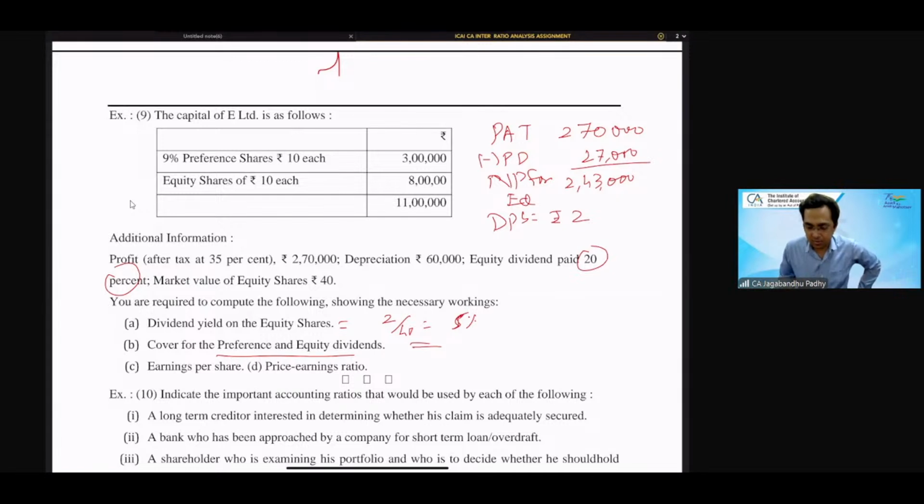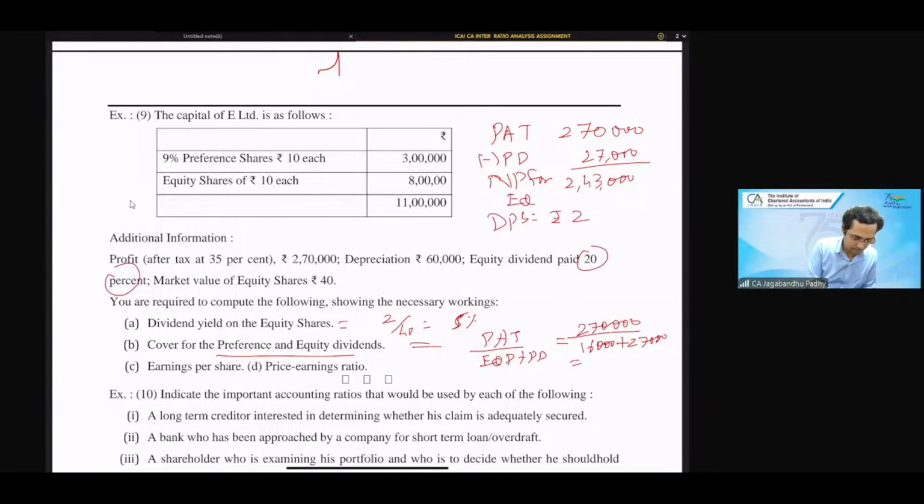Then cover for preference and equity dividend. Now cover is simply going to be PAT upon equity dividend plus preference dividend. So PAT is 2,70,000 upon equity dividend, which is 2 rupees per share or 2% of the share capital. You can say 8 lakh into 2%, which will be 16,000 plus 27,000.